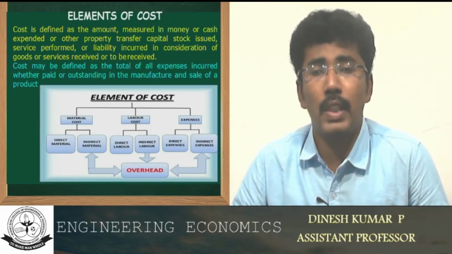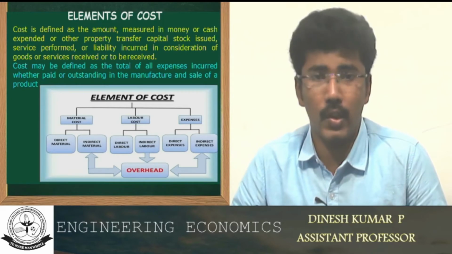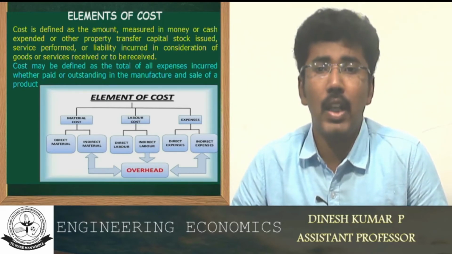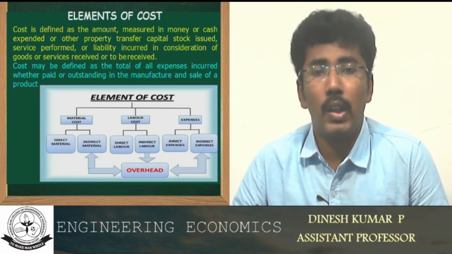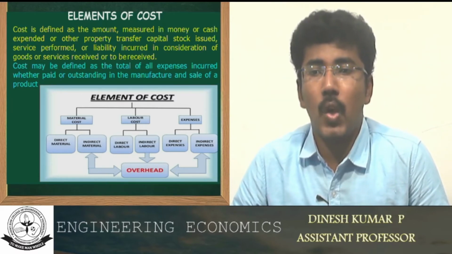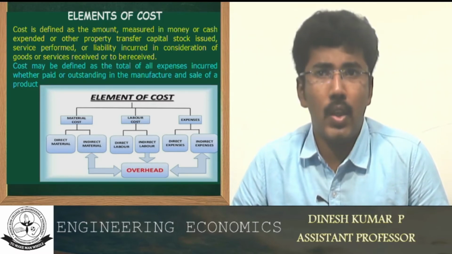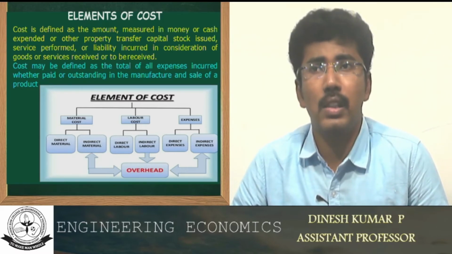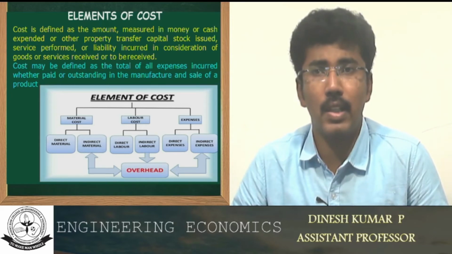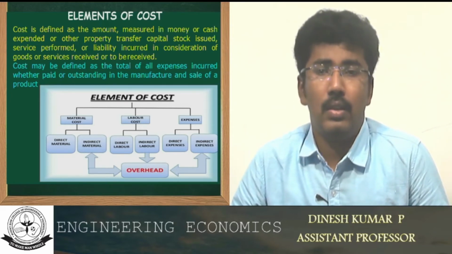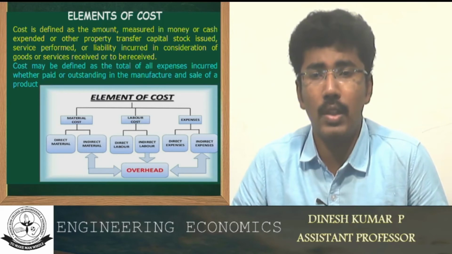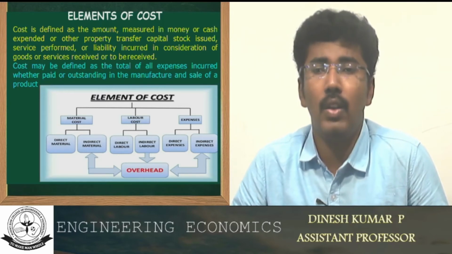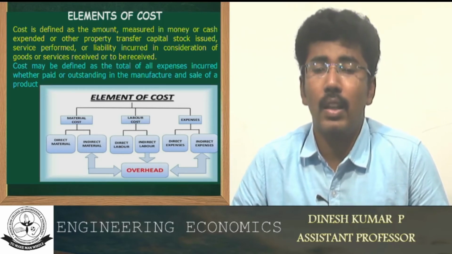Next, we have to see what the elements of cost are. Cost is defined as the amount measured in money or cash expended, or other property transferred, capital stock issued, service performed or liability incurred in consideration of goods or service received. Cost may be defined as the total of all the expenses incurred, whether paid or outstanding, in the manufacture and sale of a product.